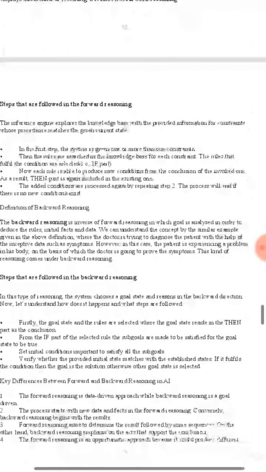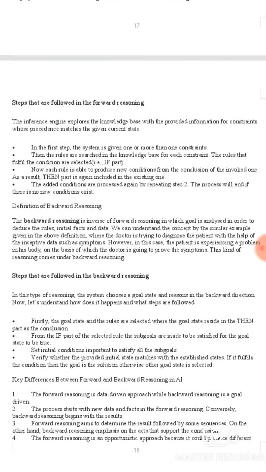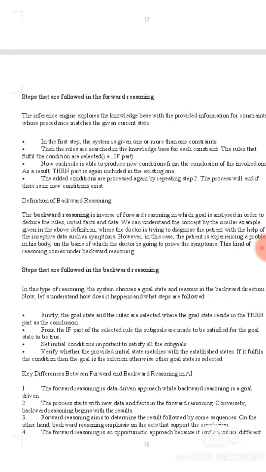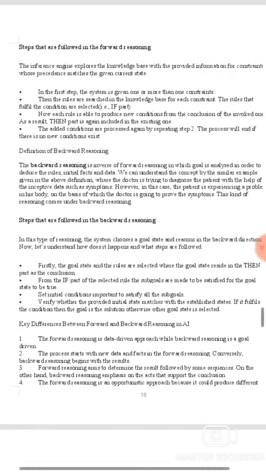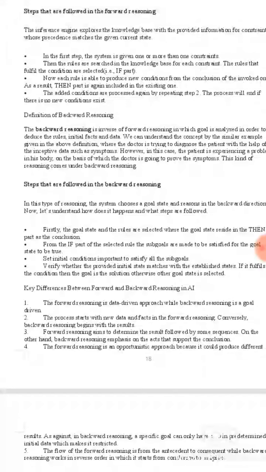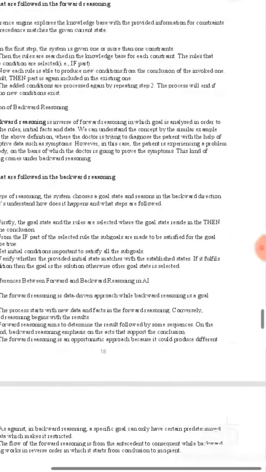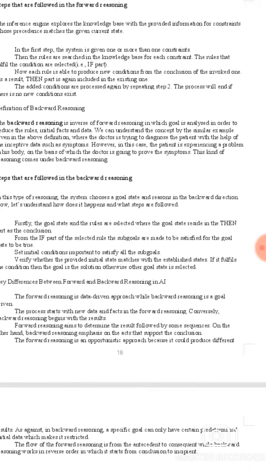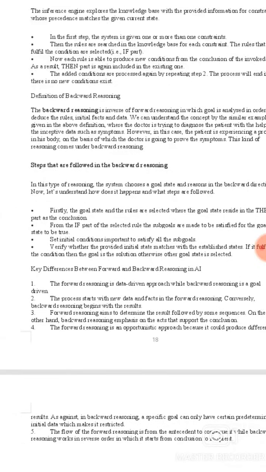Definition of backward reasoning: the inverse of forward reasoning, in which the goal is analyzed in order to deduce the rules, initial facts and data. We can understand the concept by the similar example given in the above condition. Steps that are followed in backward reasoning: firstly, the goal state and the rules are selected where the goal state resides as the conclusion part.